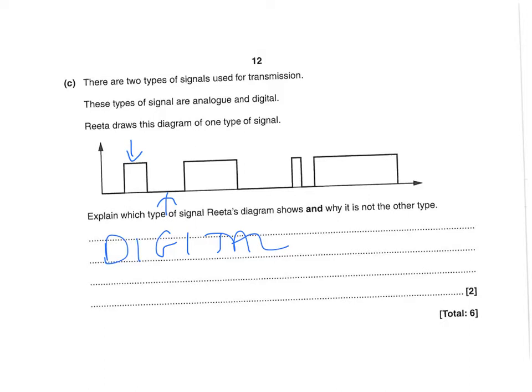Just saying that it's a series of on or offs or 1 or 0s if you've learned it that way, or highs and lows. You could say, if you wanted to, that it's not analog because analog can be any value. So if you went the other way round there, that would also get you those 2 marks.